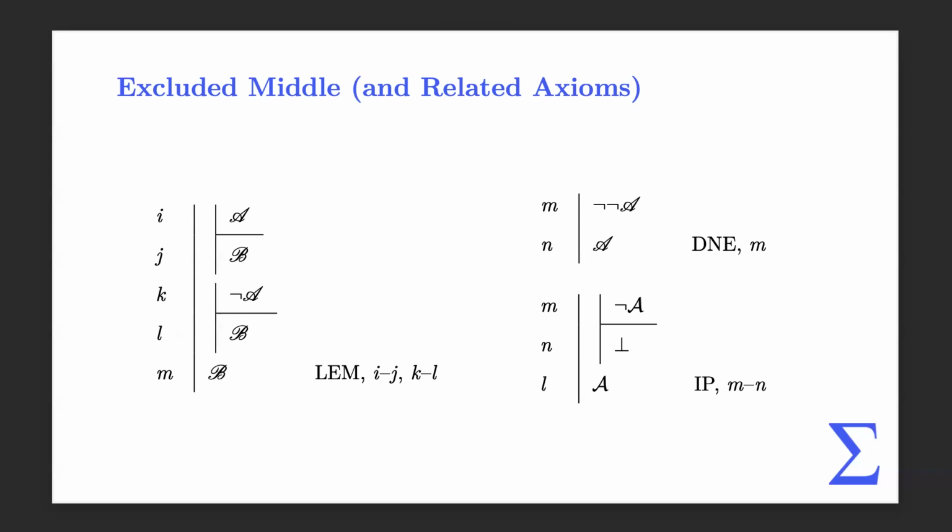Also equivalent is the axiom of indirect proof, or proof by contradiction, right? If you recall proof by contradiction, what you do is you say, I assume not A, and if I can prove a contradiction from assuming not A, then I can say A is true. Again, this is different from the negation introduction rule, in the sense that the negation introduction rule, from this assumption, gives us not A.